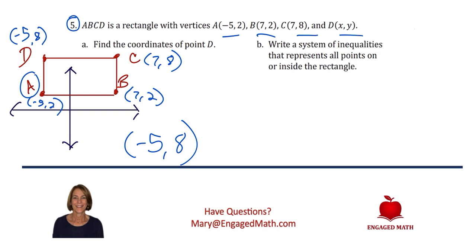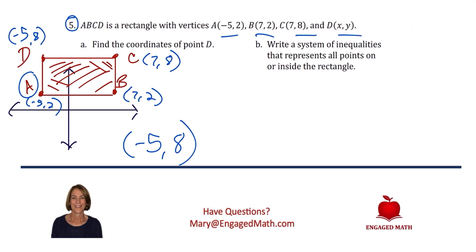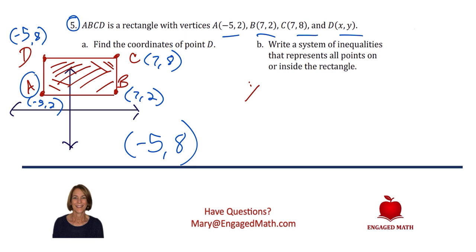Now we're being asked to write a system of inequalities that represents all points on or inside the rectangle. So since the rectangle's points are red, I'm going to shade all the parts inside red as well. And the system of inequalities would mean that we have 2 parallel lines that are both vertical. One is where x would be equal to 7, right there.